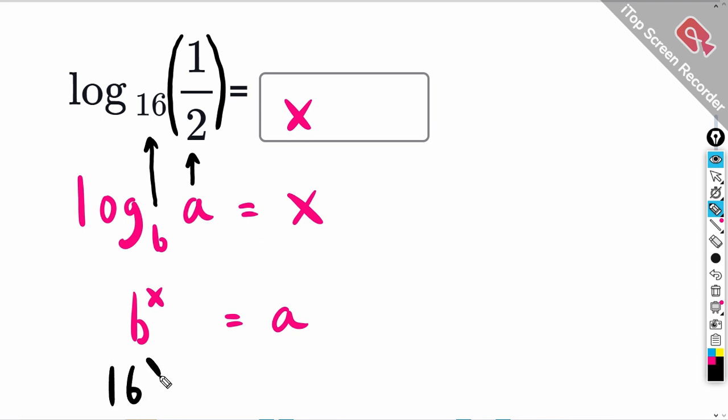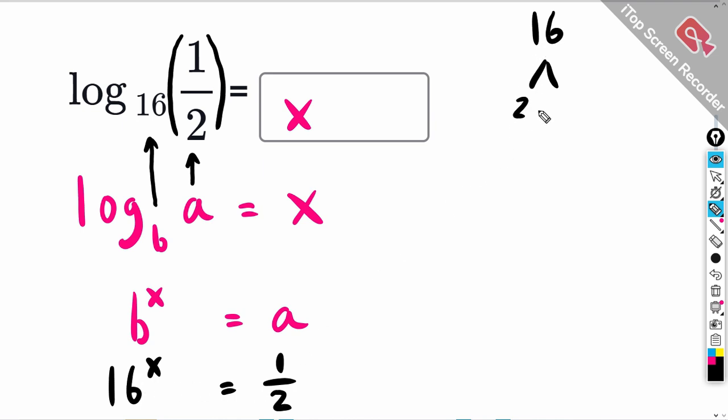X we don't know. And a is going to be 1/2. All right. Now, I know usually you take the larger number and convert it to the smaller number. 2 is the smaller number, so I'm going to convert 16 into powers of 2. You can do this on your calculator or by hand. You want to break up the 16 into 2s.